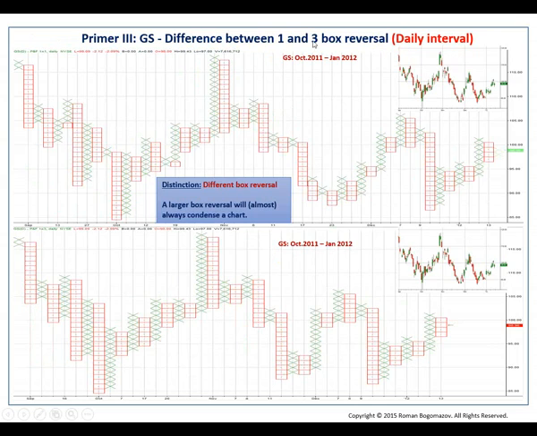Okay, this last example right here on the data selection, the one that you're going to use, goes to the idea of what to choose, 1 or 3 box reversal. This is just to show how the 3 box reversal here on the lower chart condenses the data. So if we have this trading range right here, this is how it's going to look on the 3-point reversal right here. Same data.